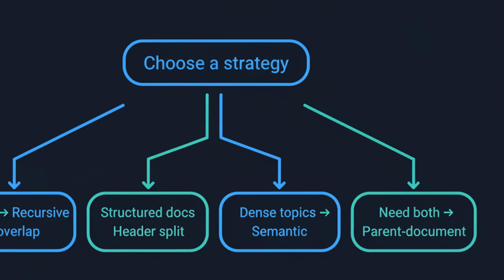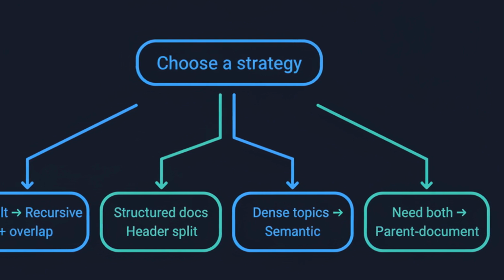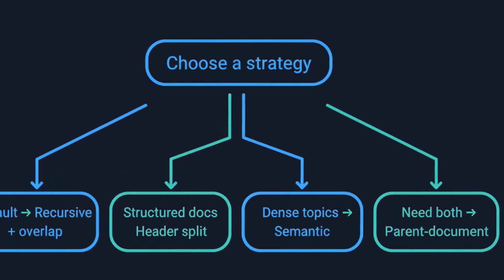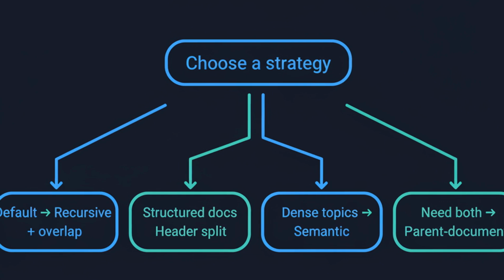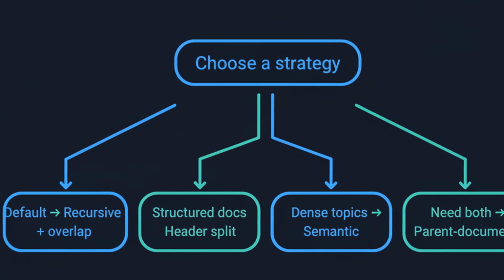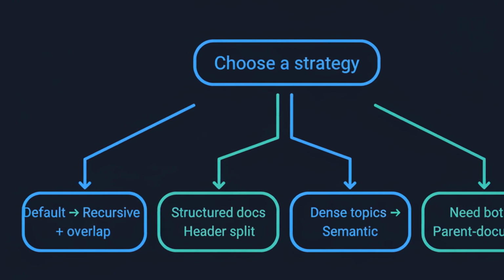So, which strategy should you pick? Start with recursive splitting plus overlap. It is the reliable default. For structured docs, use document-aware splitting on headers. For dense, topic-shifting content, reach for semantic chunking. And when you need both precision and rich context, use parent document retrieval. Then measure and tune from there.